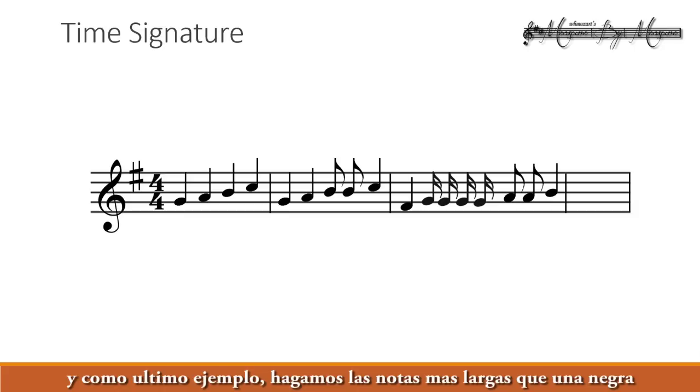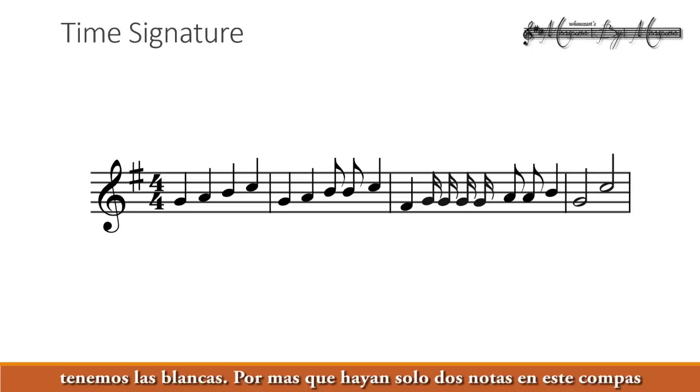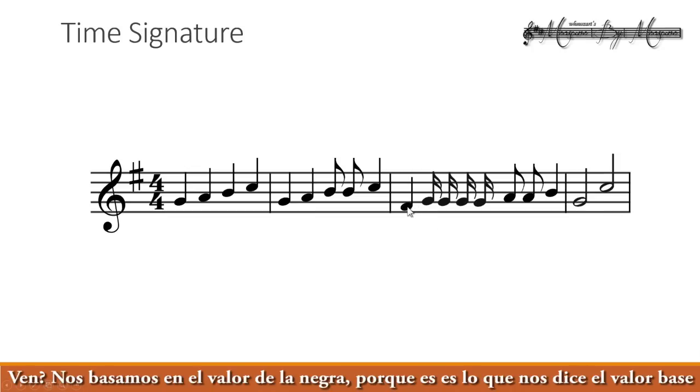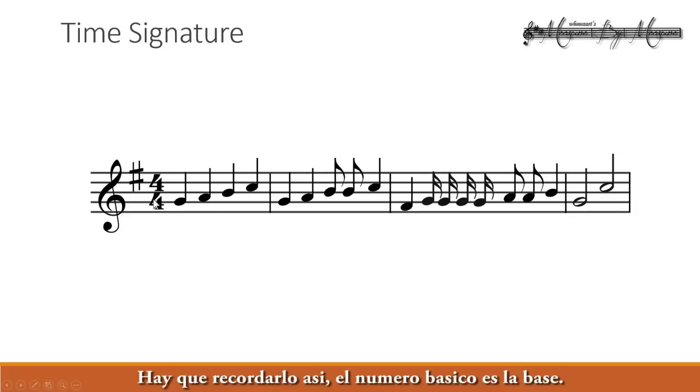And then as a last example, let's make the notes longer than a fourth. We got the half notes. So even though there are only 2 notes in this measure, it's still 4 fourths because each one of these has a value of 2. See, we're basing ourselves on the fourth note because that's what this base number is. That's actually a good way to remember it. Base number is the basic. So let's count these. This would be 1, 2, 3, 4. I hope that makes sense.